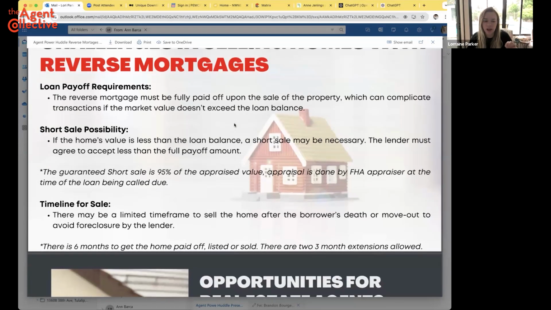You usually have 12 months to get the loan paid, correct, Mike? Yeah, so you get 6 months with 2 extensions on it.